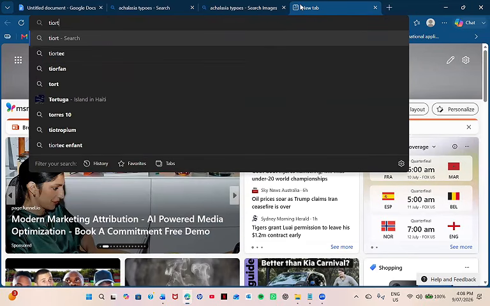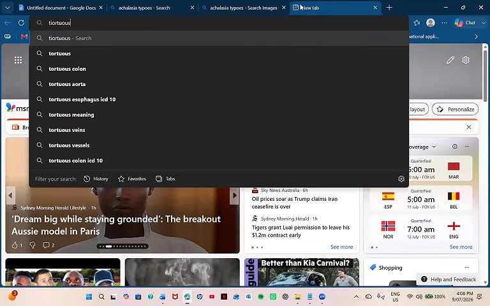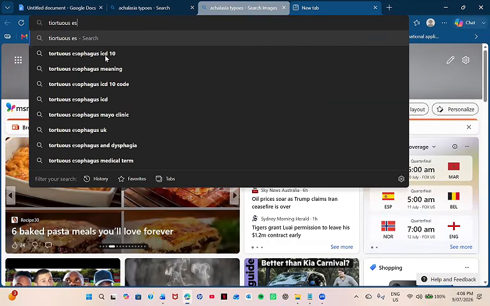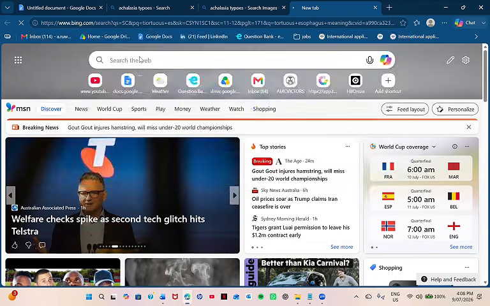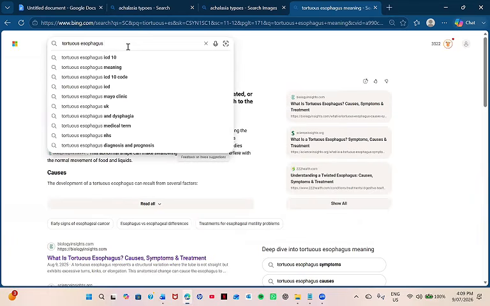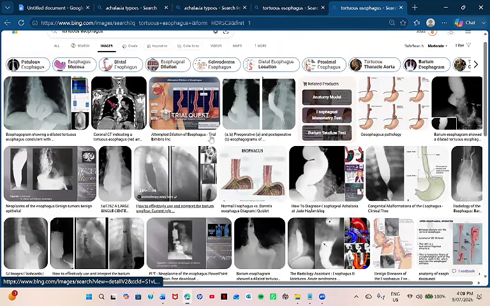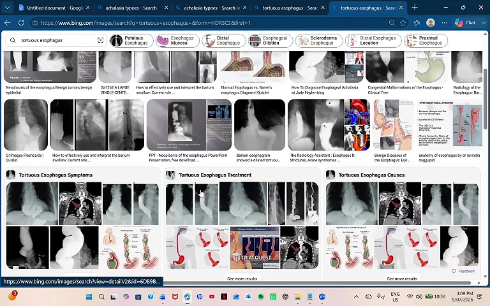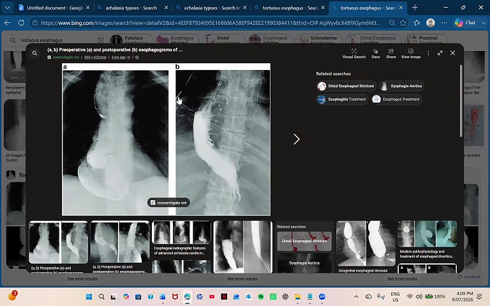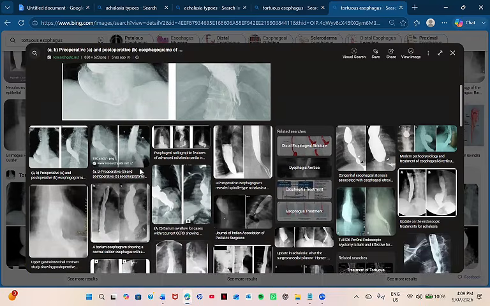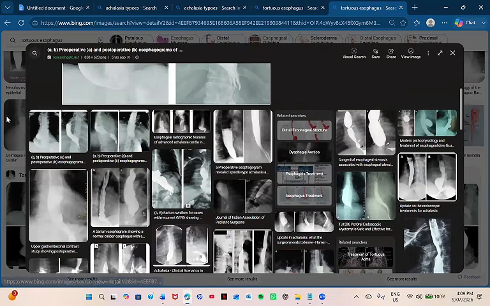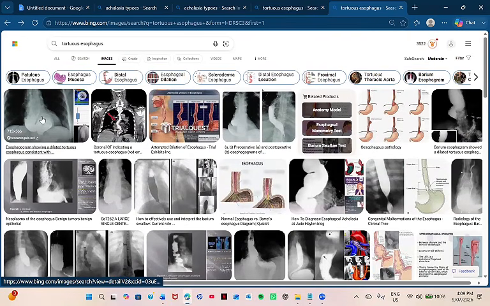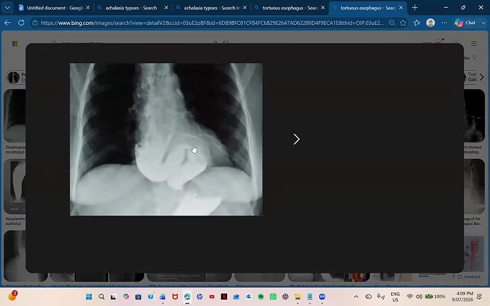Something, the good picture. Esophagus. Yeah, can you see it's dilated? One minute, let's find a better picture. Here, this is the one.